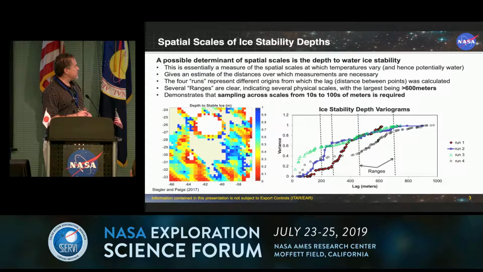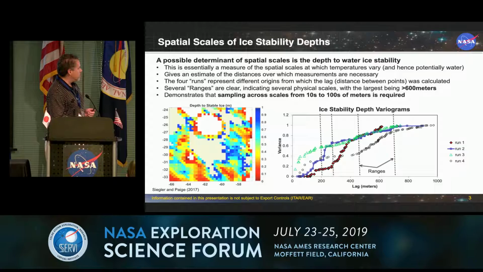One of the first things I looked at was, when the engineers ask how far you need to drive, they say they want to go 10 meters and be happy. No, we might need to do better than that. A possible determinant of spatial scale can be found using variograms. Variograms are a means to look at the correlation of any particular data with some kind of distance, or lag, between points.